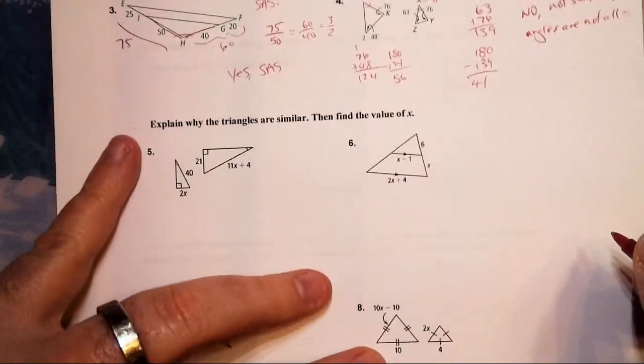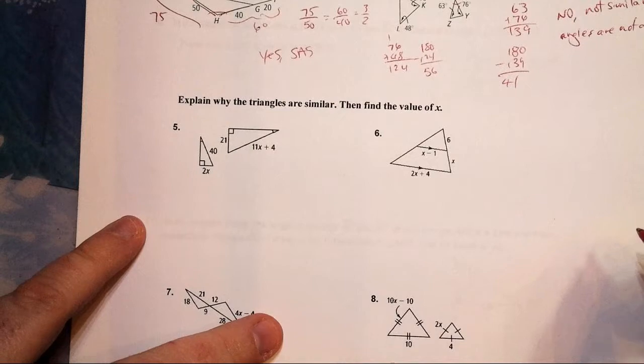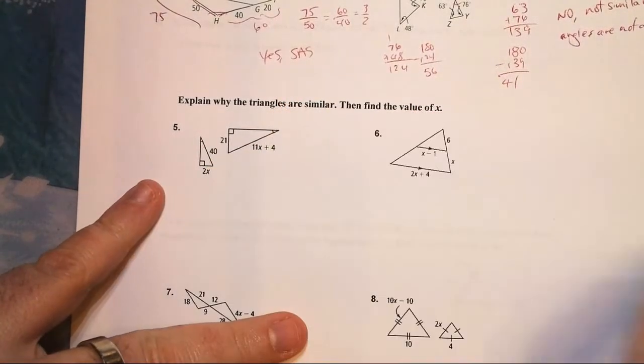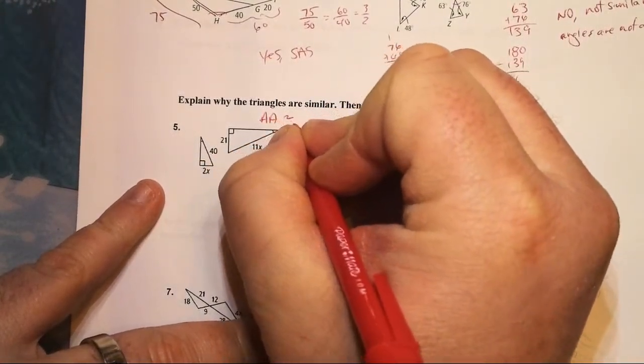All right, down to number 5 here. Explain why the triangles are similar. So same idea, same concept here. We have two pairs of angles congruent. So this is angle, angle similarity.